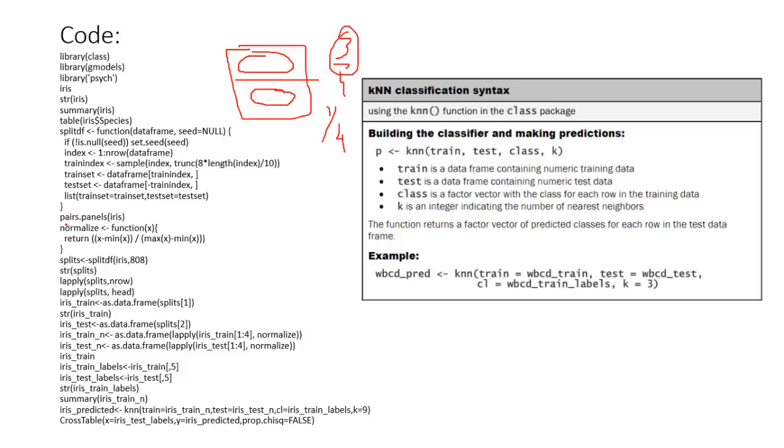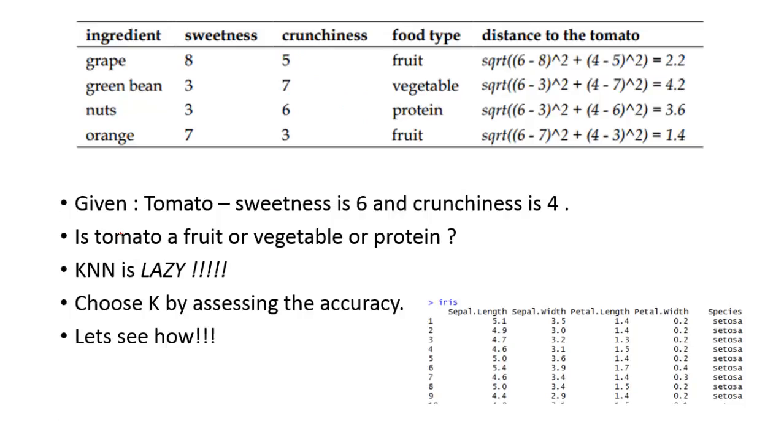Now I'm using pairs.panels on iris just to see the relationship and correlation, and to visualize the data. One more thing: why I have written a normalize function. What the normalize function does is this: in KNN and also in other algorithms, you can see here the data is like 5.4, 3.5 and 1.3, and on the other hand 0.2, 0.3, 0.4.